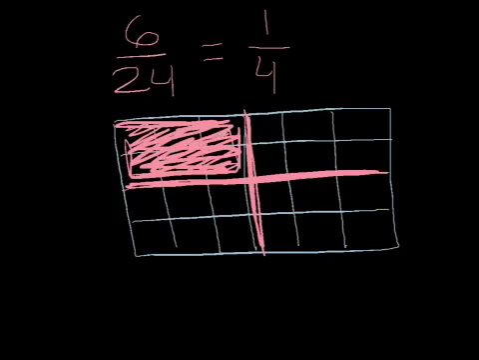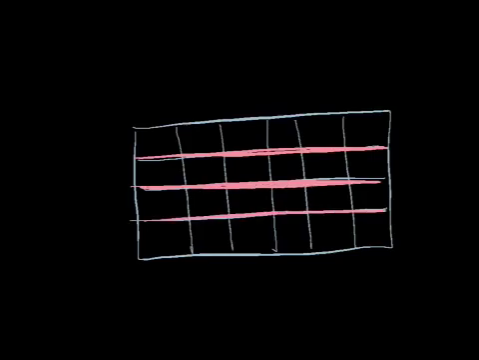There are other ways to divide this array into fourths. As long as you have 6 boxes in each section, you will have 4 equal parts. If I want to divide this array into eighths, I could first separate it into fourths, and then cut each fourth in half, and I'll have eighths.